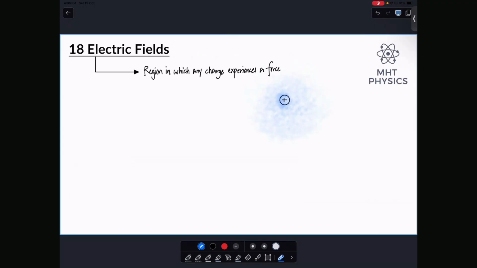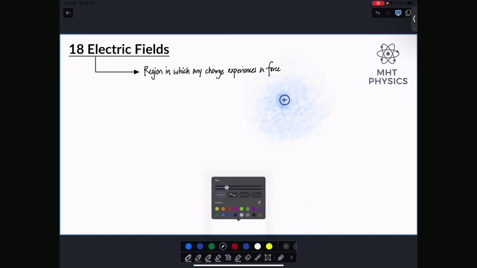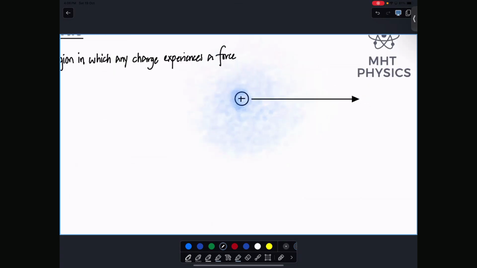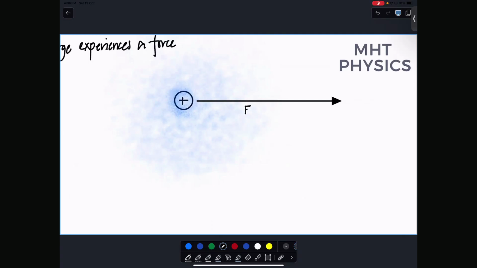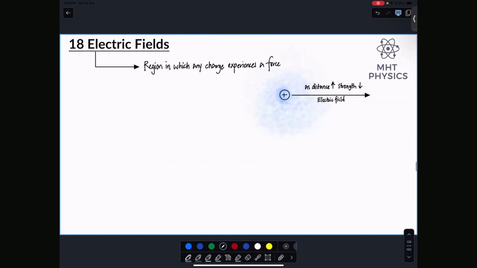Just like a gravitational field, everything is very similar here. That's why this chapter is actually easy to learn compared to gravitational field, because it is similar. The further you go away from here, as the distance increases, what happens to the strength of your field? It decreases. So in the electric field, as distance increases, strength decreases.